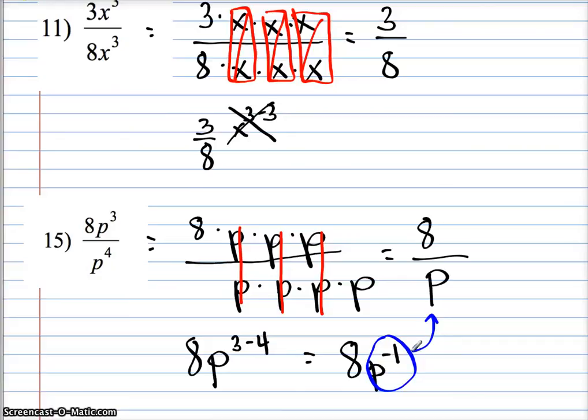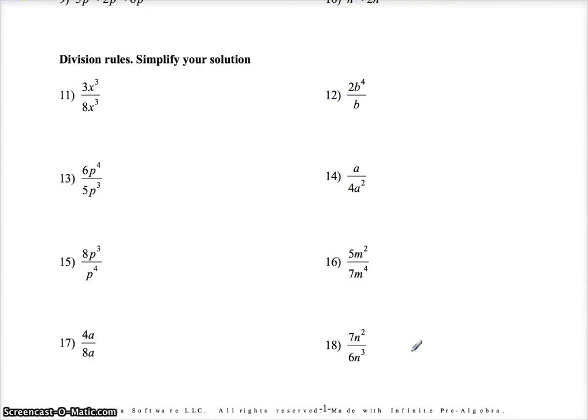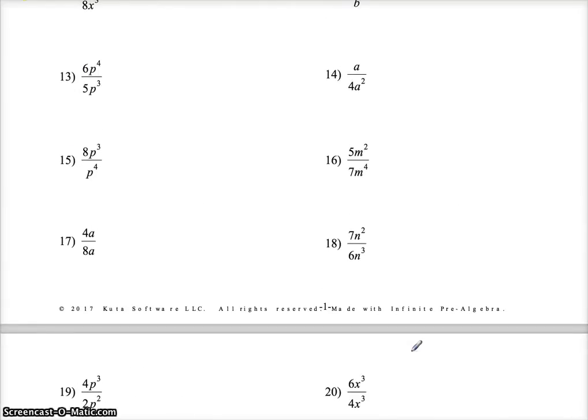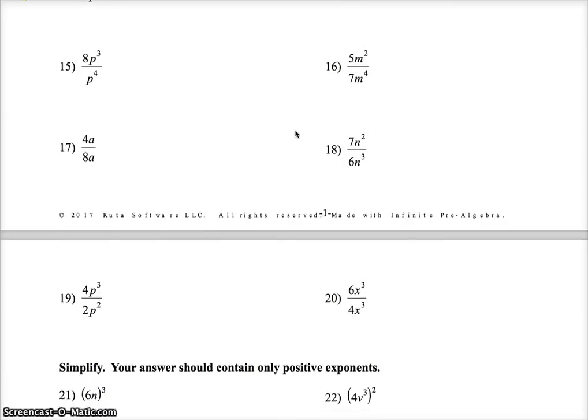Again, before you move on, work on questions 11 through 20, so that way you can get some practice with division. Things like number 17, where you have a 4 and an 8, you can reduce those. Keep in mind, if there's no number in front, there's automatically a 1.